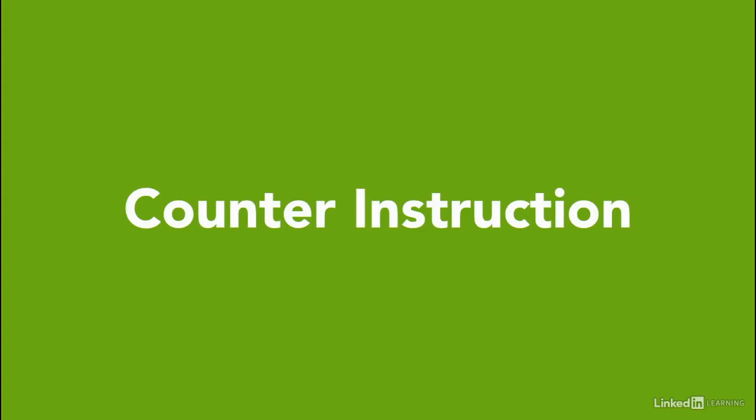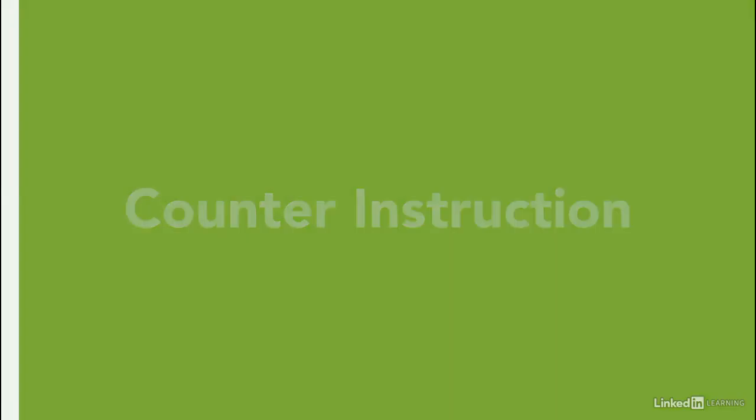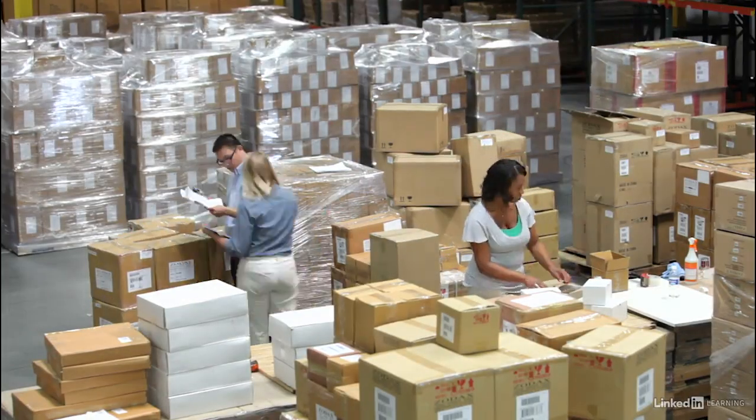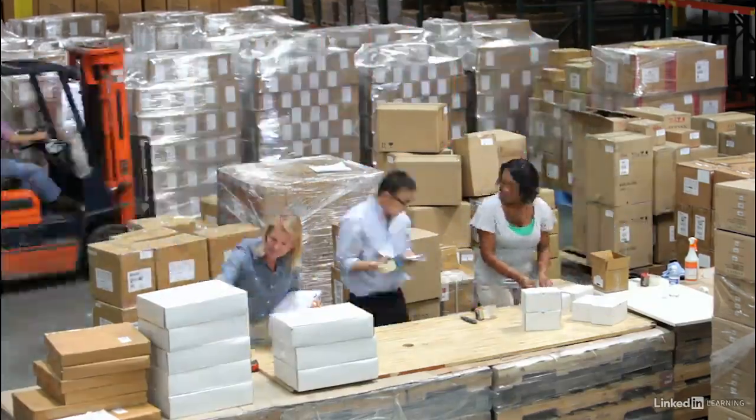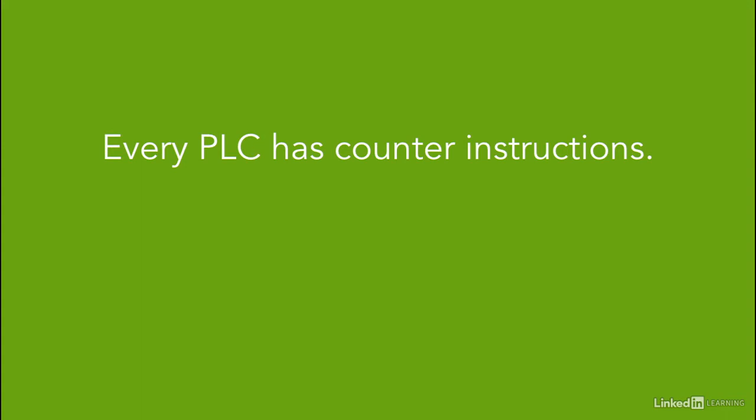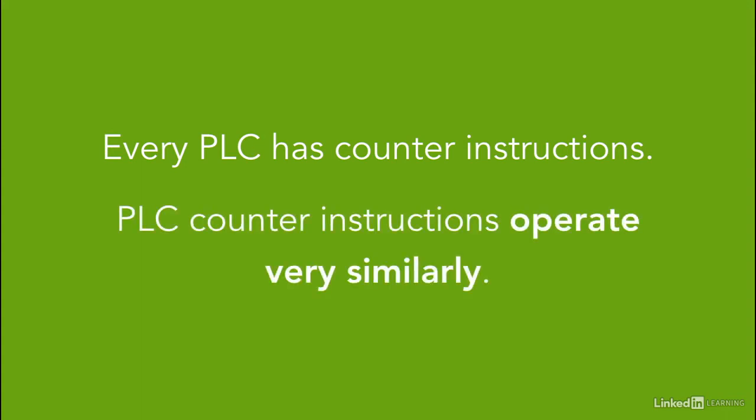Many times when dealing with machinery in manufacturing situations, you have to count items. Whether you're putting products in a box or two dozen bottles into a container, you need to count the items coming off the machine. Every PLC has counter instructions. Although they may be programmed differently, they operate the same way. So once you become familiar with one, the rest are easy to learn.